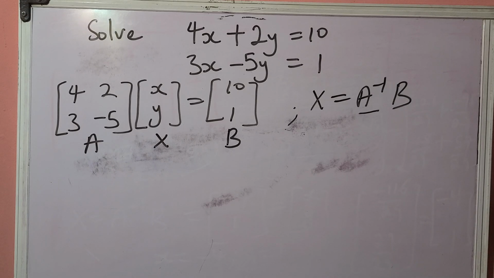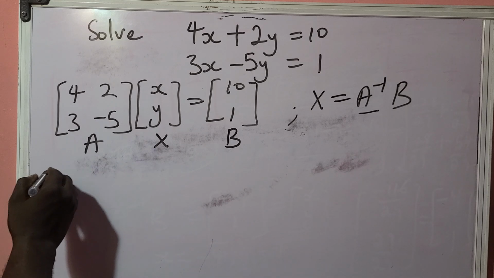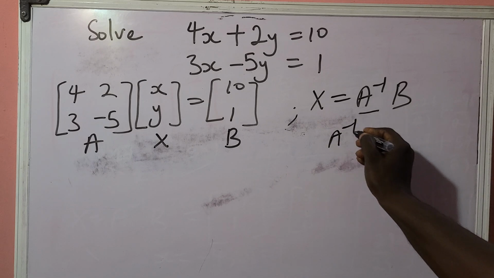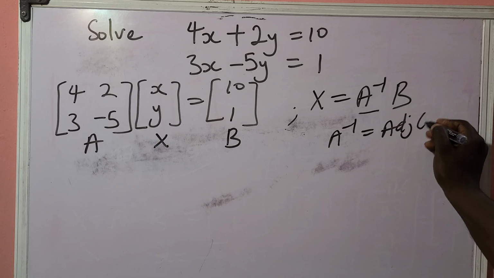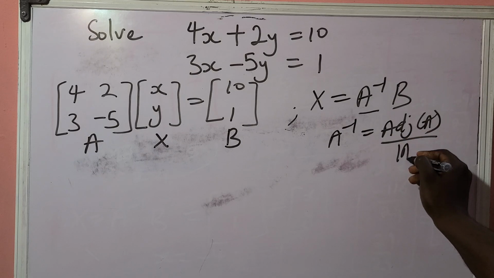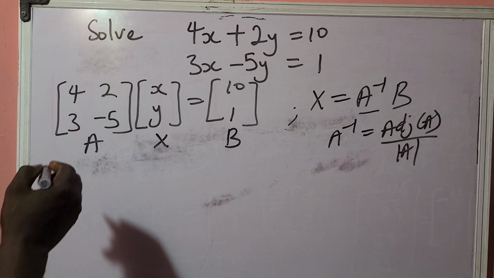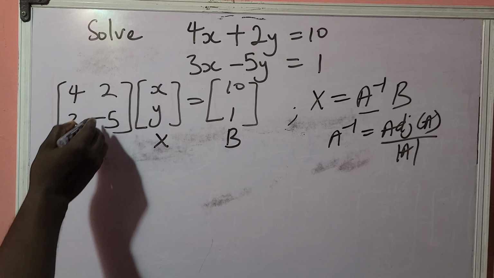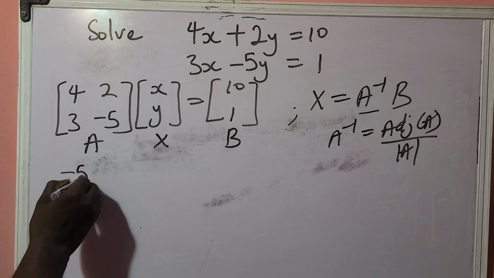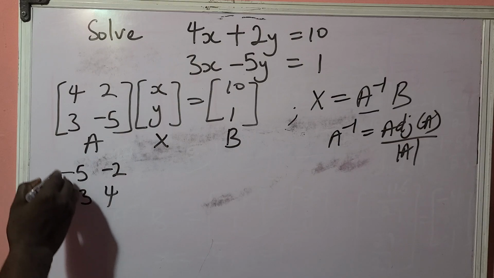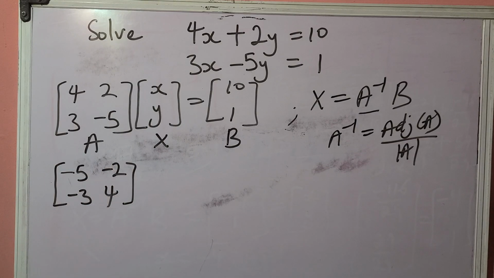So we have to go on to find the inverse of A and then multiply with B. So what do we do? How do we find the inverse of matrix A? The inverse of matrix A obviously is adjoint over determinant. You find the inverse of a matrix by finding the adjoint of that matrix, dividing it by the determinant. So how do we find the adjoint of this matrix? This is a 2 by 2 matrix. So what we have to do to find the adjoint is to interchange the leading diagonal and change the signs of the other diagonal. So this is the adjoint of matrix A.